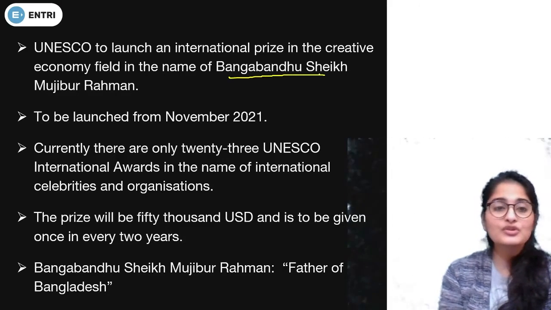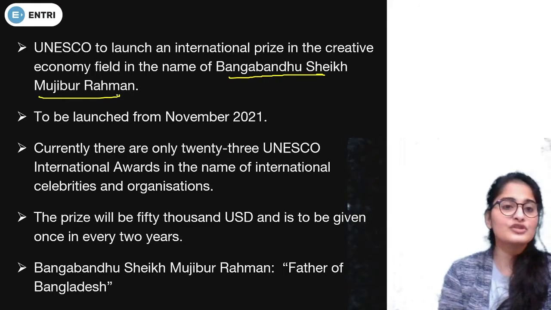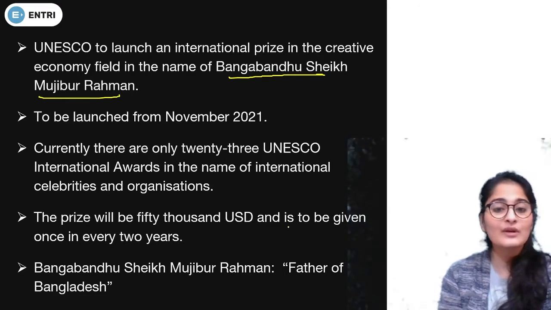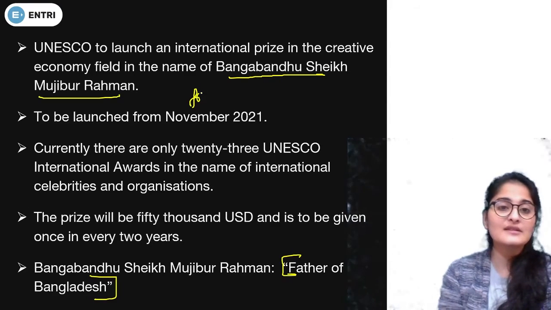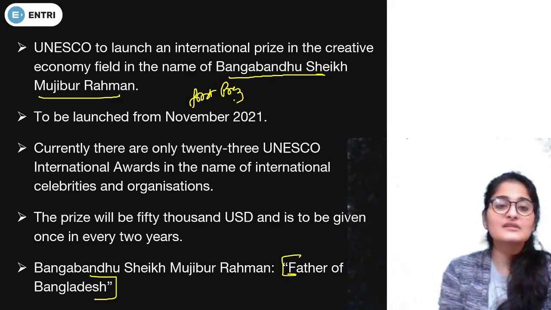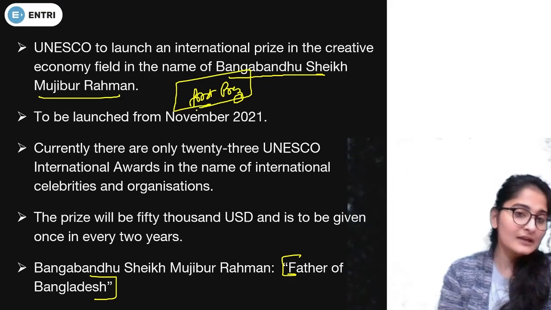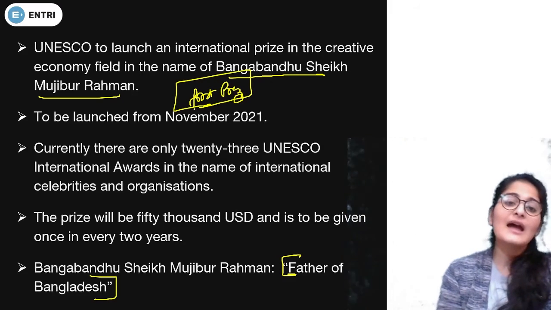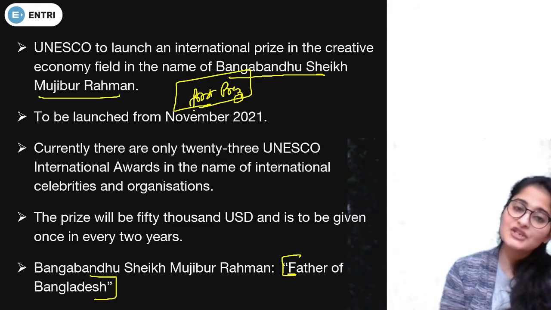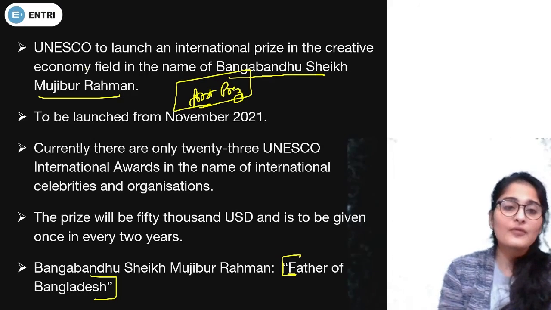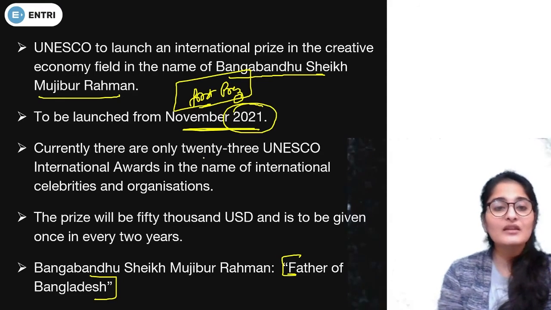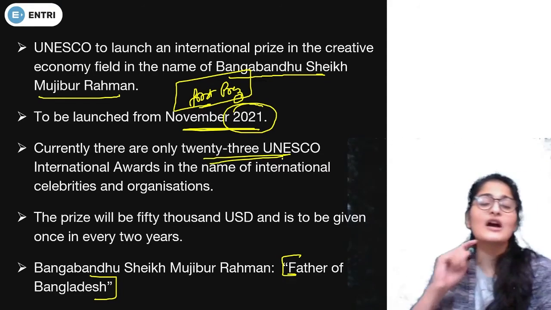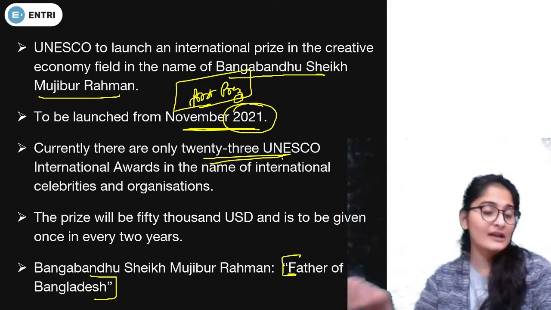Next, we have the UNESCO Prize on Creative Economy. Now, this prize is going to be launched by UNESCO in the name of Bangabandhu Sheikh Mujibur Rahman, who is also known as the Father of Bangladesh. He was the first president of independent Bangladesh, and therefore is also known as the Father of Bangladesh. He was assassinated. Now this award is going to be launched in November 2021.